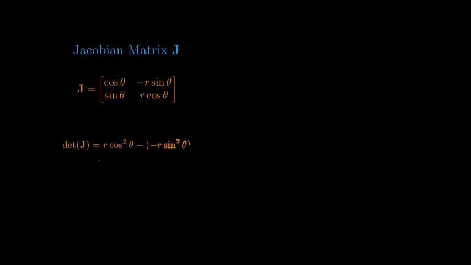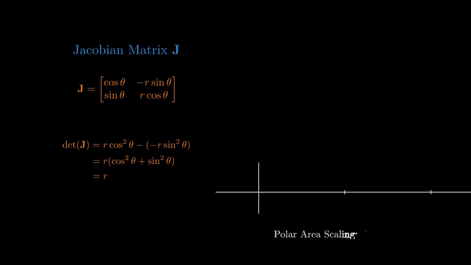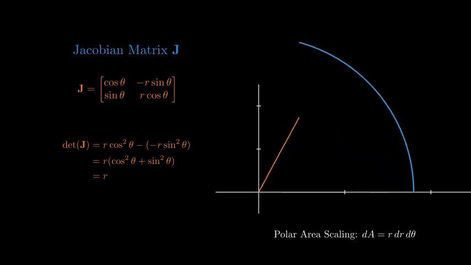If we compute the determinant of this Jacobian matrix, which is called the Jacobian determinant, we get the cosine of theta multiplied by r times the cosine of theta, minus negative r times the sine of theta multiplied by the sine of theta, which simplifies to r times the cosine squared of theta plus r times the sine squared of theta, or simply r. This result is famously used in multivariable calculus integrals to scale the area element when changing coordinates from Cartesian to polar systems.